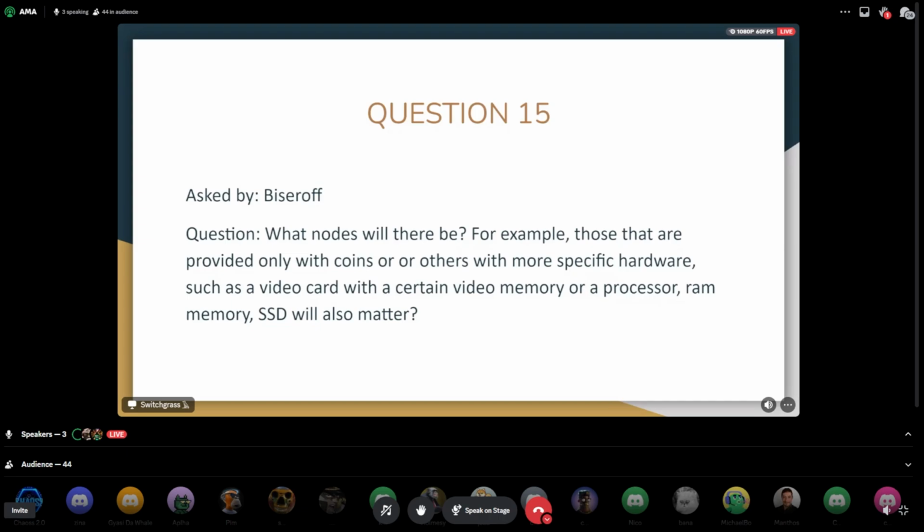So the question here is, what will the nodes be, for example, provided only with the coins or with more specific hardware, such as video cards, certain video memory, or processor? I guess I don't necessarily understand the question. What nodes will there be? Oh, okay. Pretty broad. It seems like you're asking about everything, including SSD and RAM.